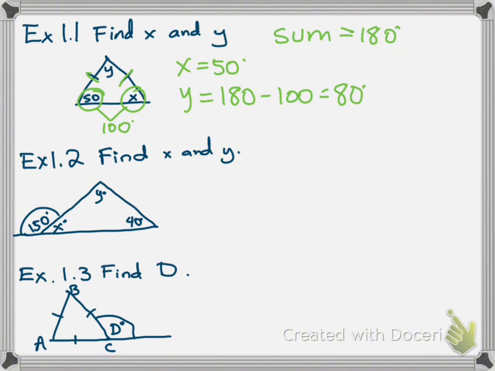So y is 80. Now notice that if I also want to classify these, I already know it's isosceles. If I want to classify by the angles, I have 50, 50, and 80. That would be an acute triangle.